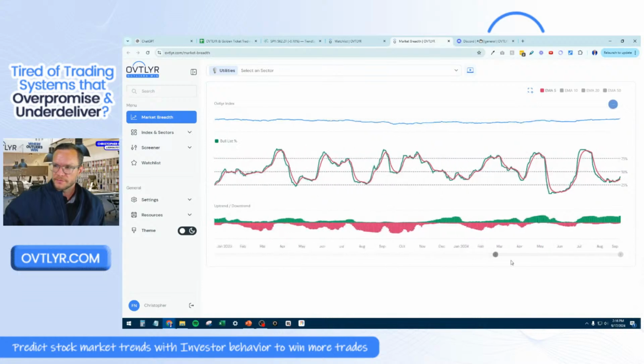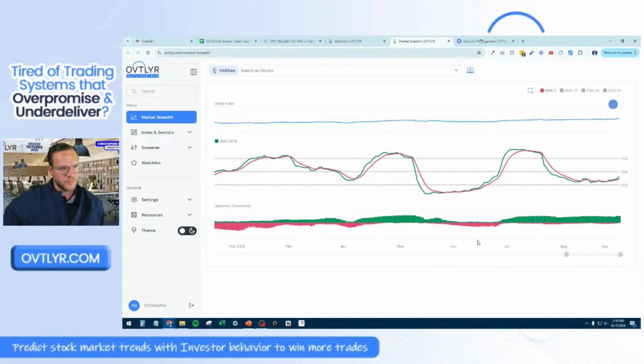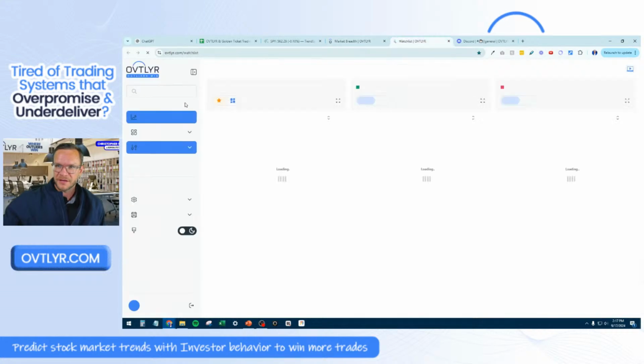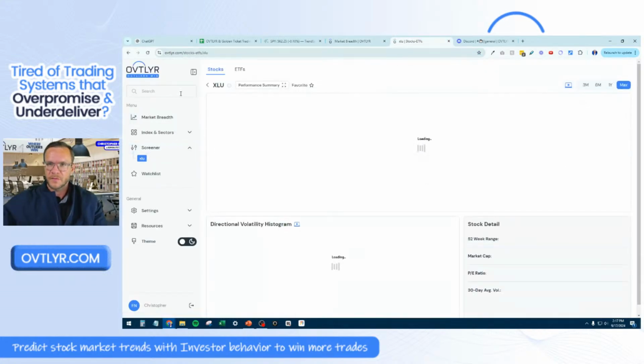Zoom in, and he was talking about how when he looks to trade, because we have similar yet different styles, he likes to look for the bottom on the breadth, which is something great to look for, or the top. And then he also combines that with these overlays down here. What do I mean by overlays? Let's go to XLU, because that's the utility sector. I'll show you what I mean by the overlays.